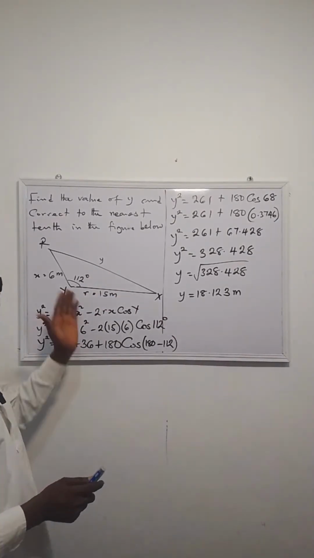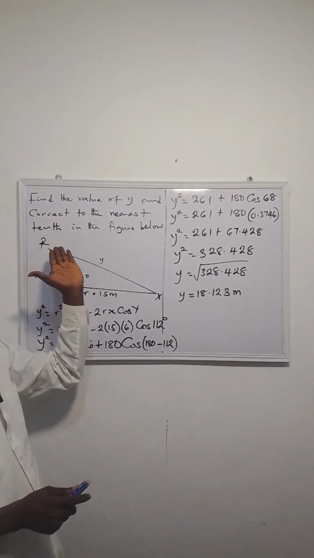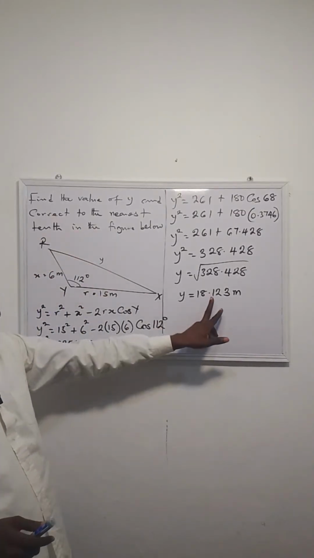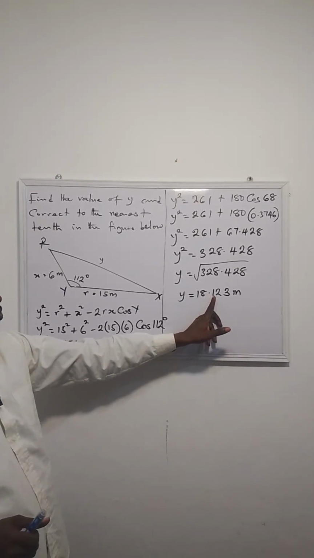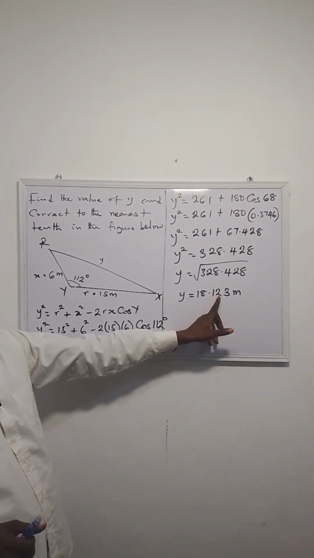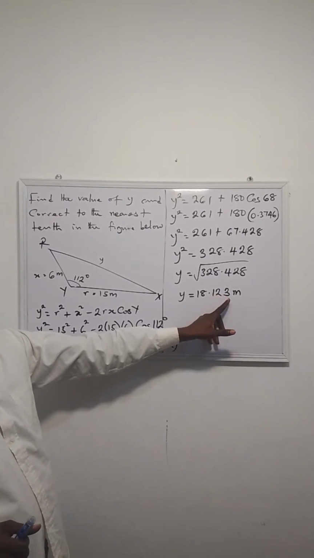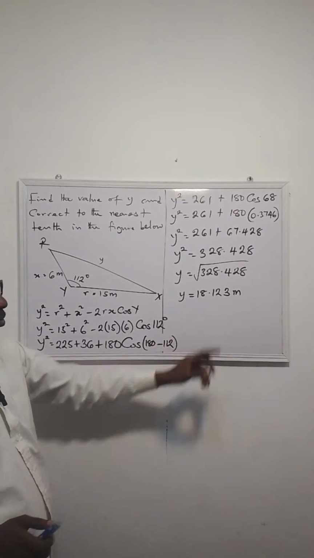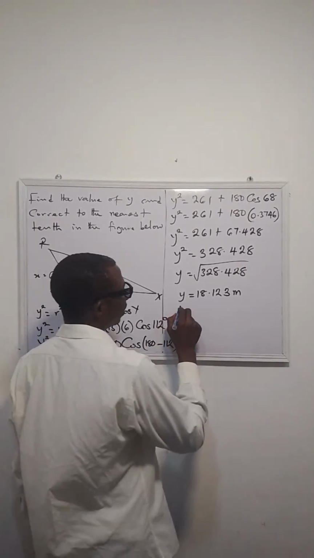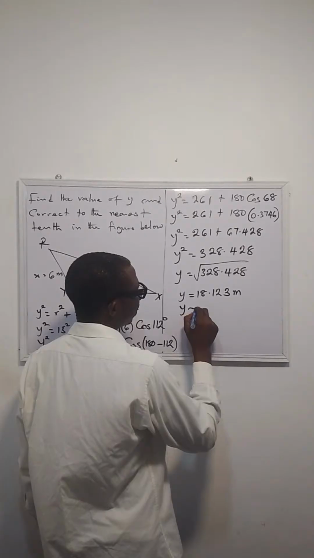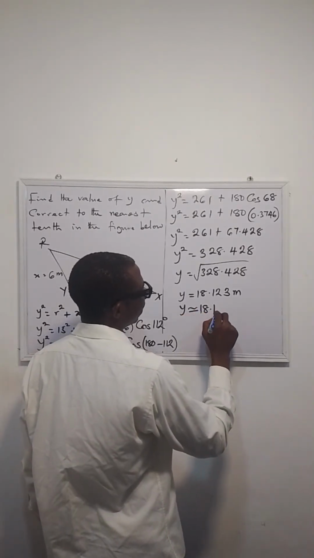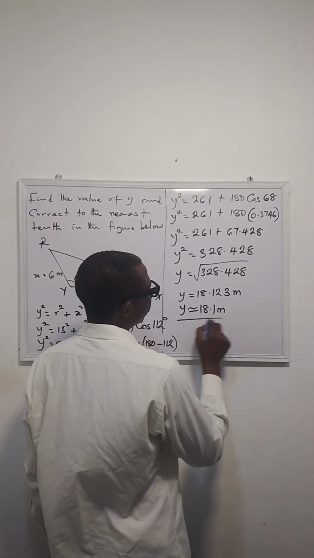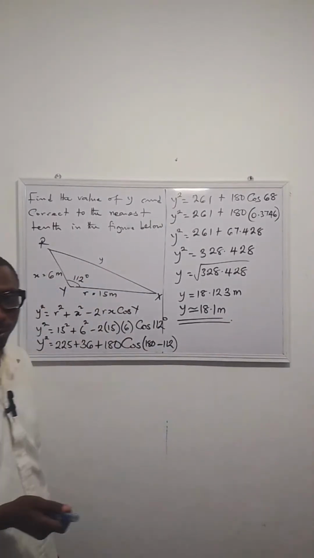All right, but the question asks you to correct your answer to the nearest tenth. Nearest tenth means to the nearest 1 dp, because the first position after the decimal point is tenths, followed by hundredths, followed by thousandths. So since we have to correct to the nearest tenth, y is approximately 18.1 meters. So this is going to be the answer to the problem.